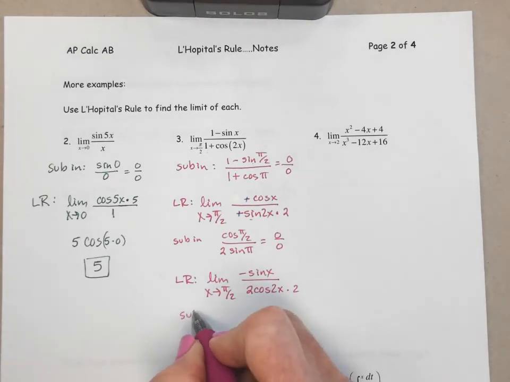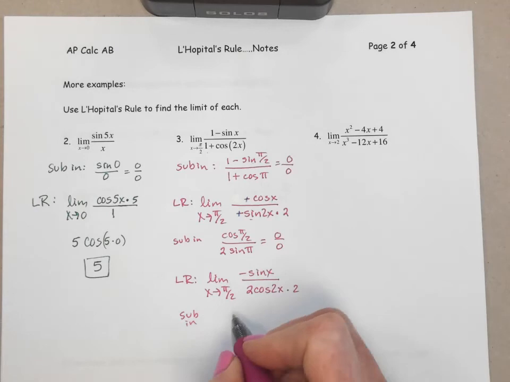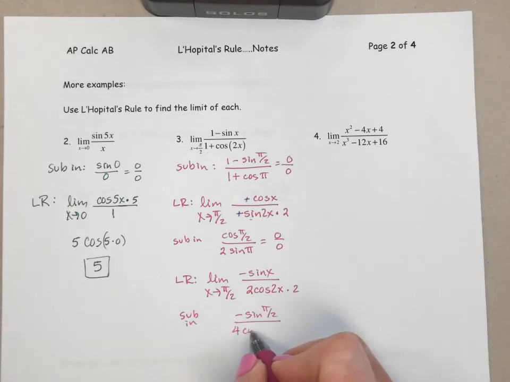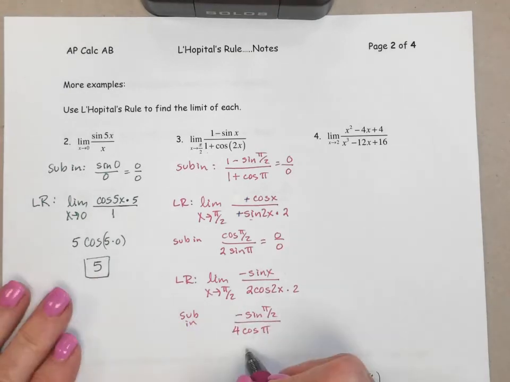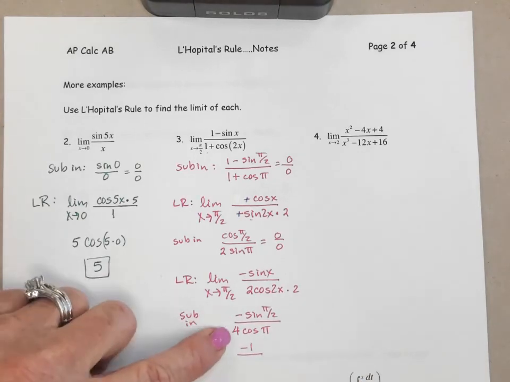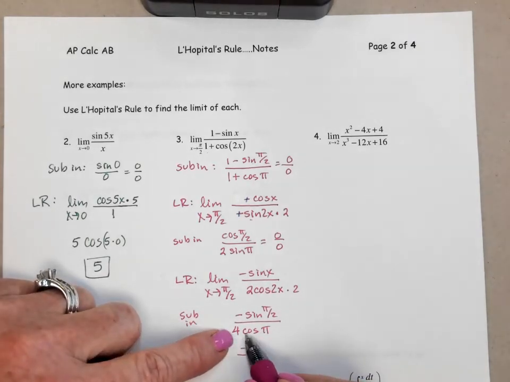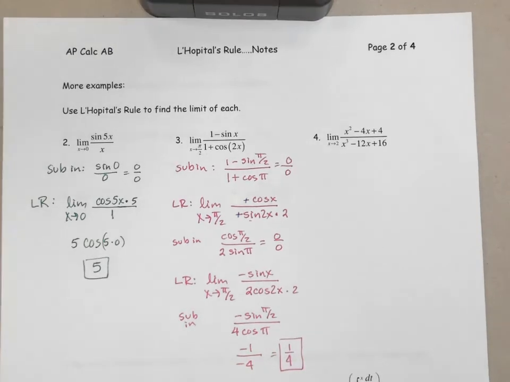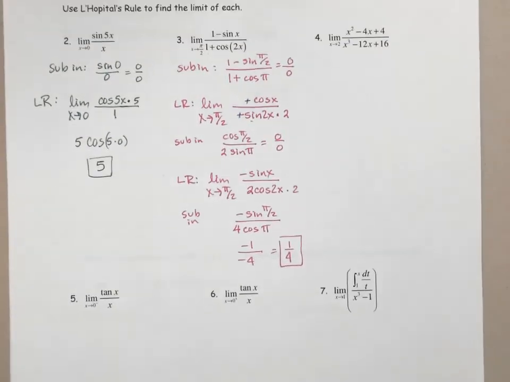Now sub in again, and we'll have negative sine pi over 2 over 4 cosine of pi. Sine pi over 2 is 1, so this is negative 1 over, down here, 4 times cosine of pi. Cosine of pi is negative 1, so we have negative 4, which is 1/4. There's your limit. Oops, I hope you can see it. I don't know if I got you off the screen here. I'm sorry. There we go.